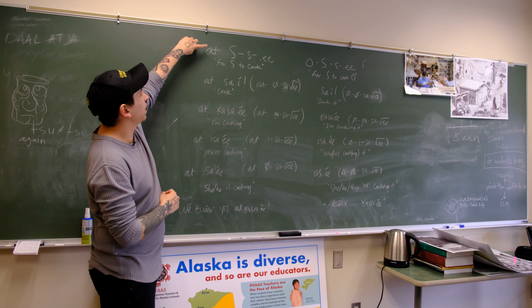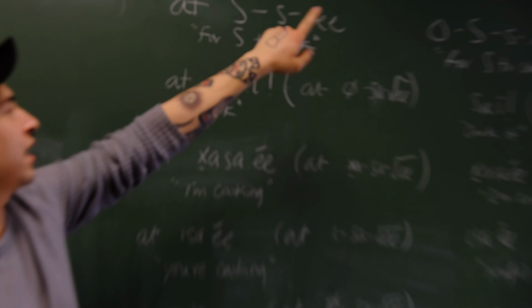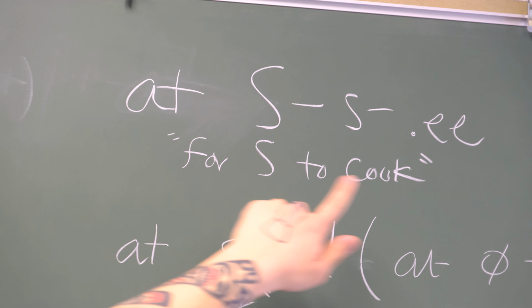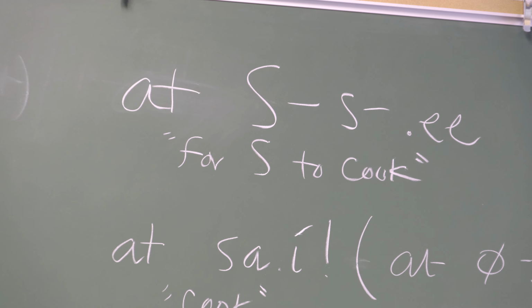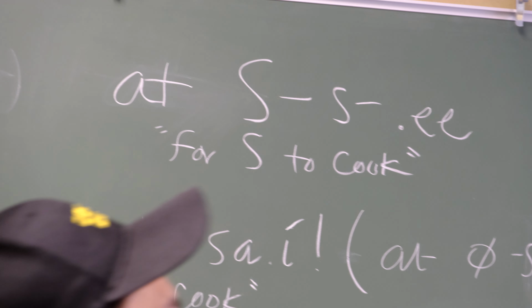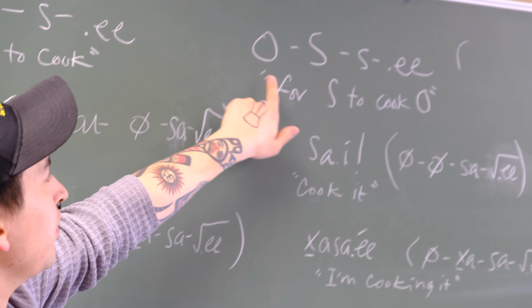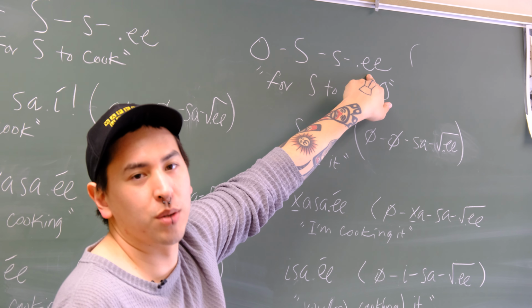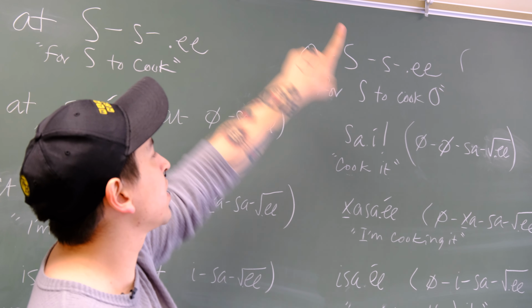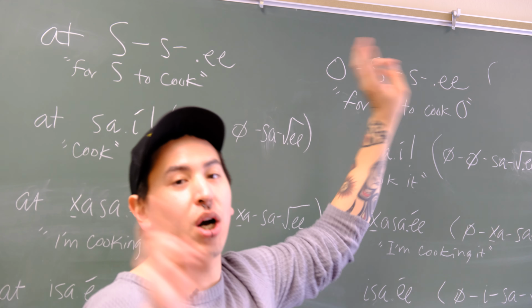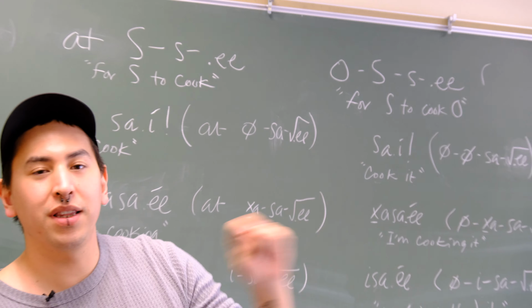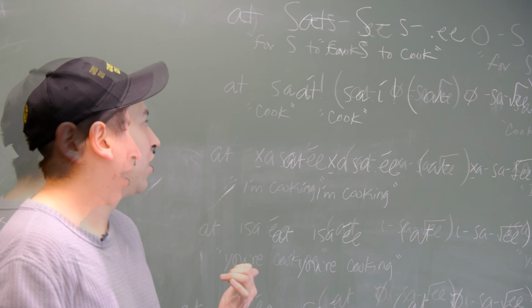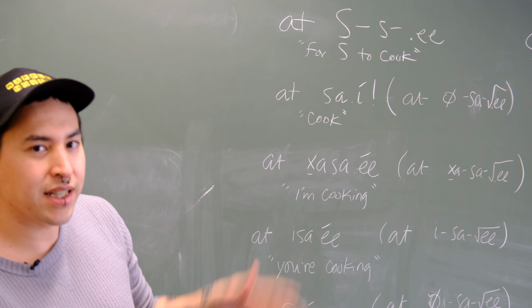So this one, ut, and then sa.ée is for s, that means the subject of the verb, to cook. And notice it doesn't have an object, right? And then if we look at this one, we have object, subject, then the classifier, and this is what we often call the verb root. So this one has an object. So it's for s to cook o, which is for the subject to cook the object. And this is referring to the subject and object of the sentence. There are some slight differences with them.